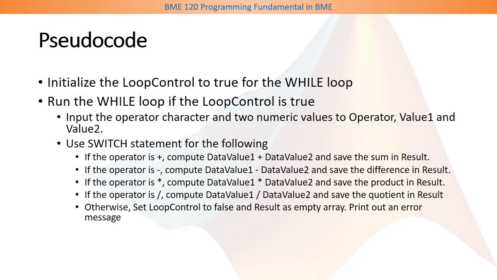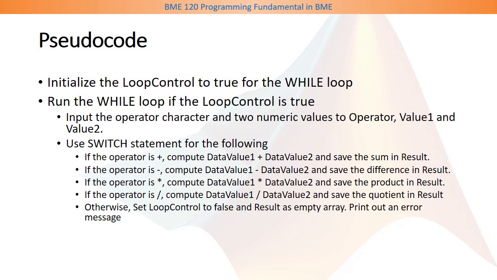Next, it will use a switch statement for the following. If the operator is addition, it computes the sum of the two values and saves it in variable result. If the operator is subtraction, it computes the difference of the two values and saves it in the variable result. If the operator is multiplication, it computes the product of two values and saves it in the variable result. If the operator is division, then it computes the quotient of the two values and saves it in the variable result.